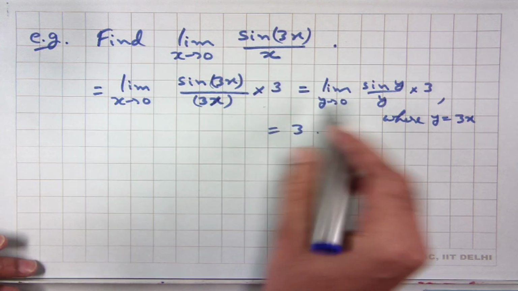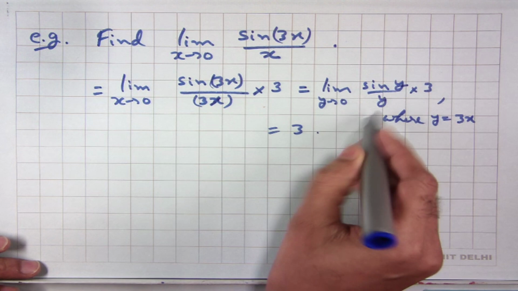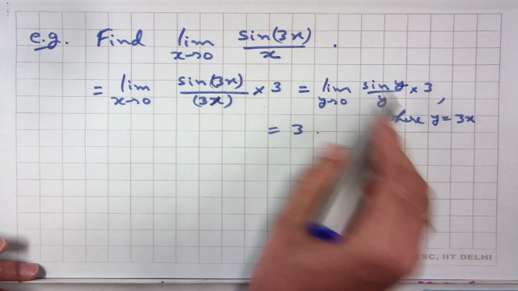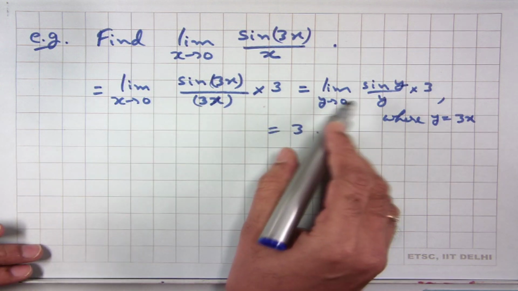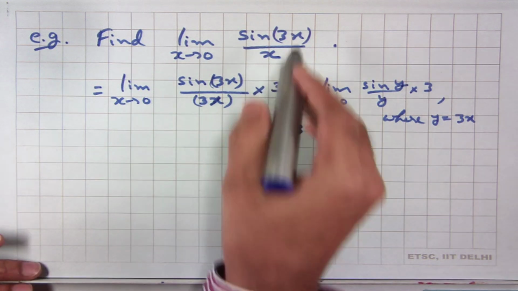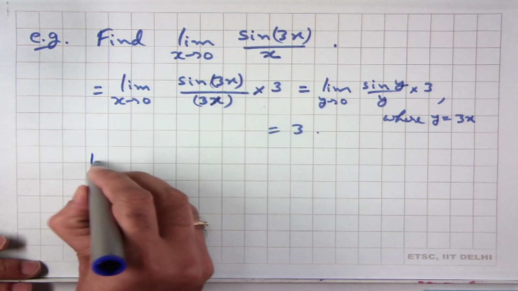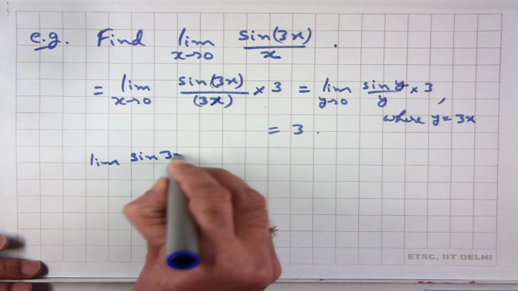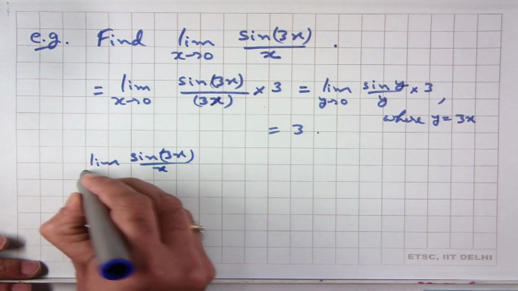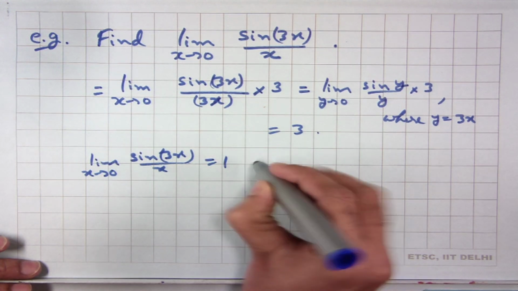So it is a good idea to change it into another variable y and then use the formula for sin y by y. At least in the beginning you should do it like this, to avoid the mistake of saying that the limit of sin 3x by x as x goes to 0 is equal to 1. This is wrong.